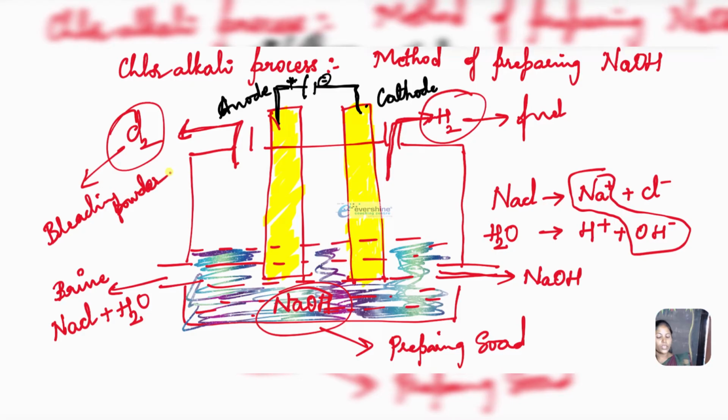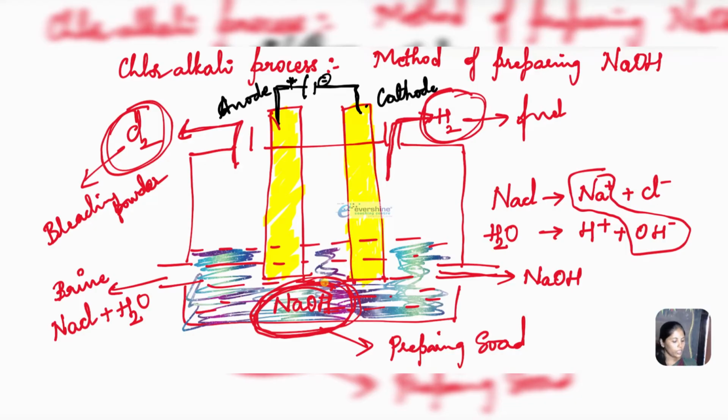Okay, so this is the chlor-alkali process. In this process, what we are importantly preparing is NaOH. Three useful materials we get from this process: one is hydrogen gas, one is chlorine gas, and another is NaOH.